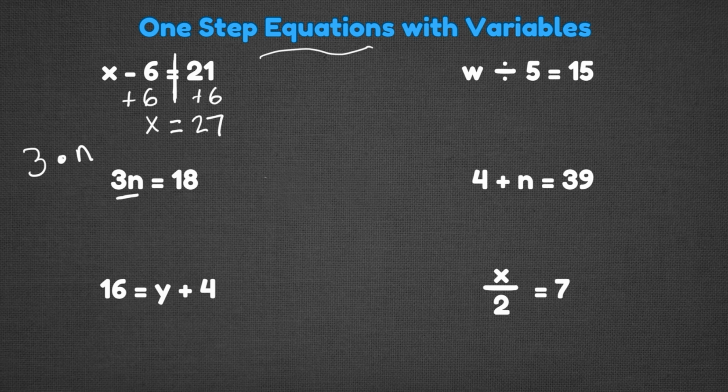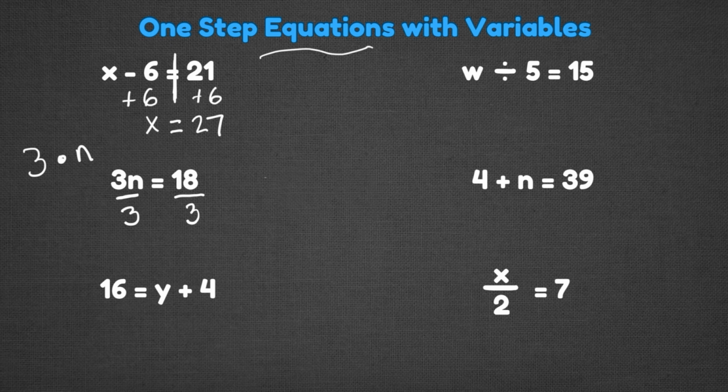Okay? So how do we get n by itself if there's 3 of them over there? Well, we need to divide them. We're going to undo whatever type of operation is already going on. So 3 times n, the opposite of multiplication is division. And so I'm going to divide by putting a line and a 3, and I'm going to do the same thing to the other side.